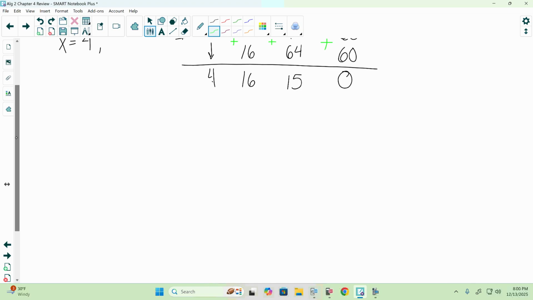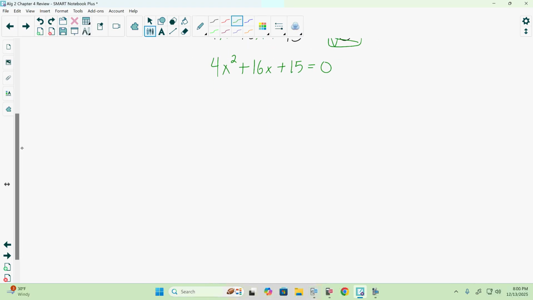Now we'll fill our variables back in. 0 is our remainder, 15 is our term without x, 16 is our term with x, and 4 is our term with x squared. So our final result is 4x squared plus 16x plus 15. Now up to this point, we're just going to go on quadratic formula to solve for the remaining variables.